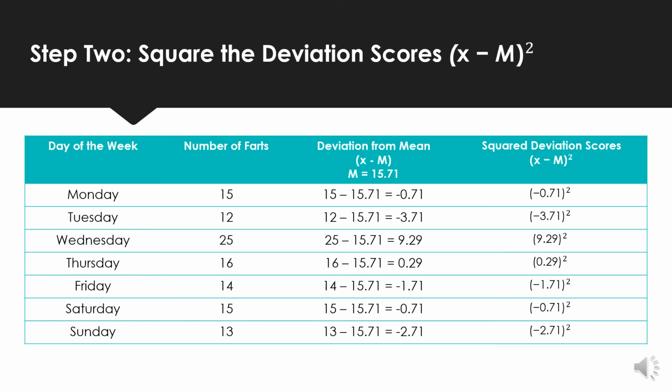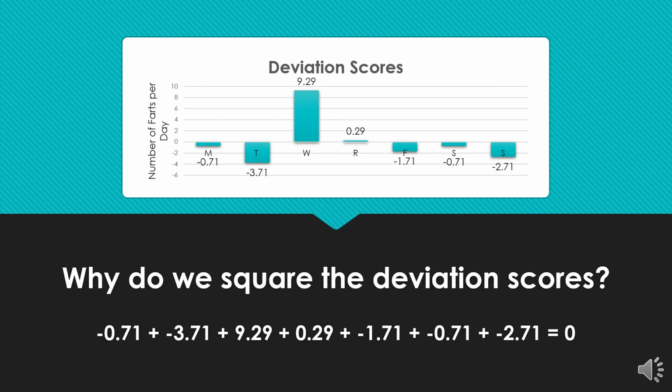Our next step is to square each of the deviation scores. But before we do that, let's talk about why we square the deviation scores. We have to square the deviation scores because when we add up all the deviation scores, they sum to 0. We have to square the scores to get rid of the negative signs and get the sum of total deviations from the mean.